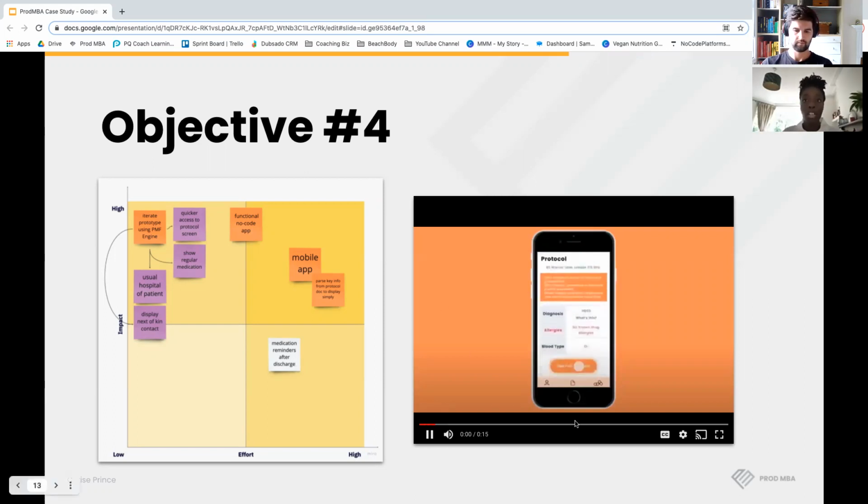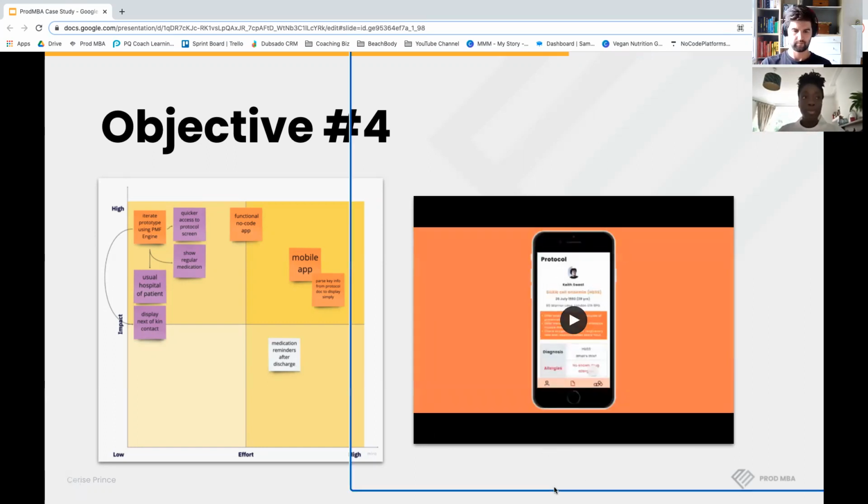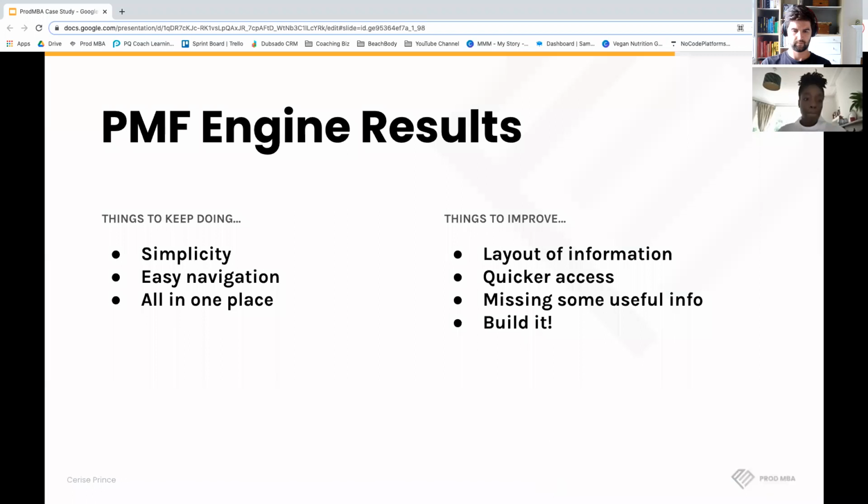But this is just a quick look at the prototype and what it was like for the users to engage with it. I did start out with something a lot more complex, so it was nice to distill it down and really focus on the core thing that we are trying to deliver for them. So product market fit engine results were that it was simple, easy to navigate, and everything was all in one place.